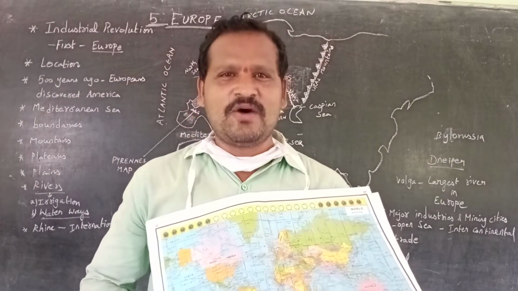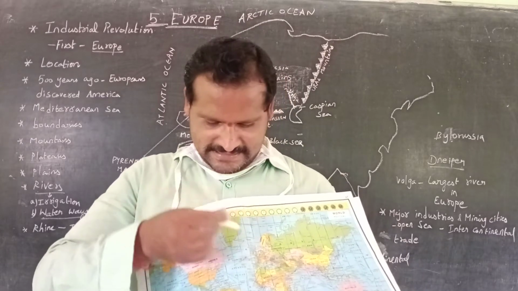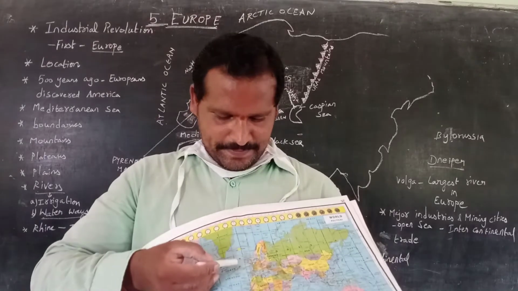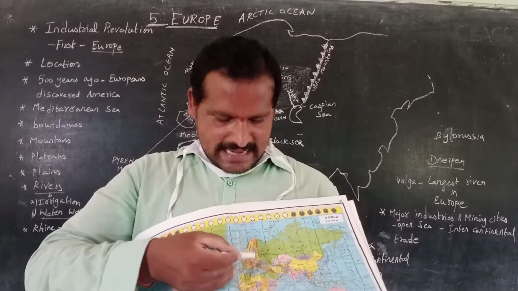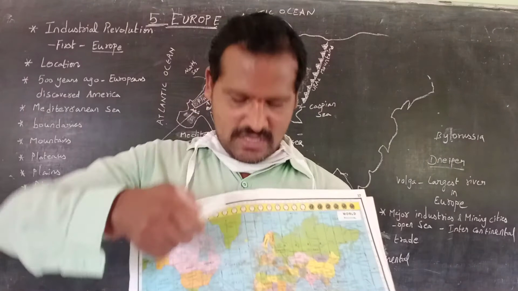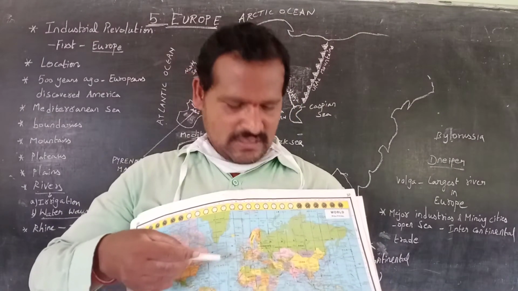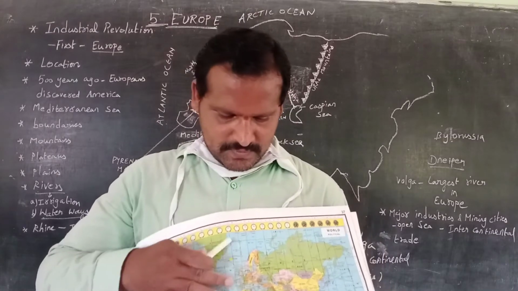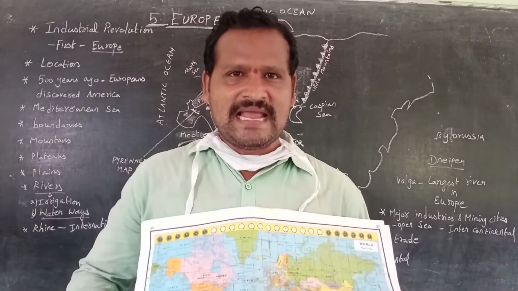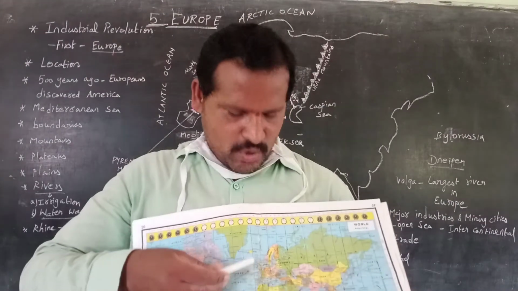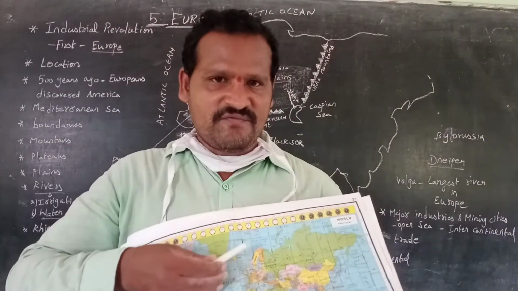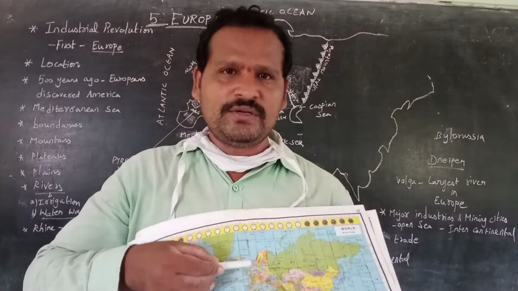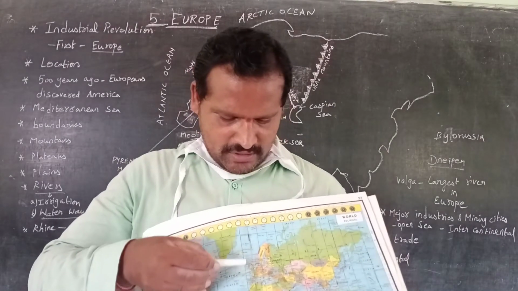Okay, children, where is Europe located? You can see Europe is located next to the Atlantic Ocean. Next to the world map, let us locate Europe in an atlas or on a globe. I have taken an atlas here. In the atlas, I am going to locate the continent of Europe.